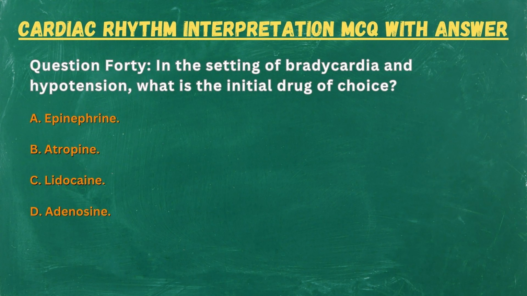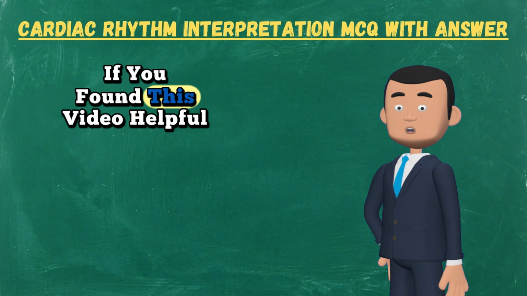Question 40. In the setting of bradycardia and hypotension, what is the initial drug of choice? A. Epinephrine. B. Atropine. C. Lidocaine. D. Adenosine. Answer: B. Atropine.